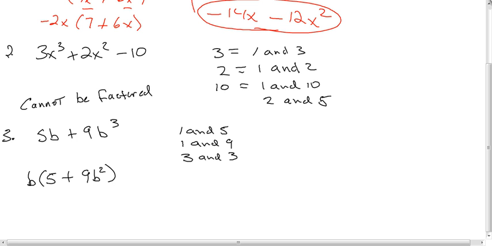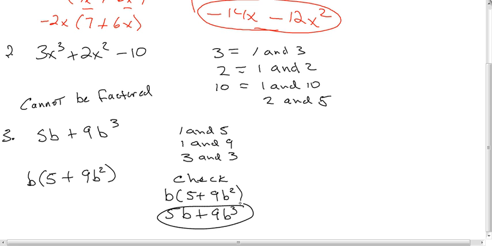Okay, so that seems to be completely factored. So let's multiply to check. We're just going to check our answer. Here we would have b times 5 plus 9b squared, and b times 5 will give us 5b, plus b times 9b squared is going to give us 9b cubed. So that goes back to our original answer, and we factored completely.